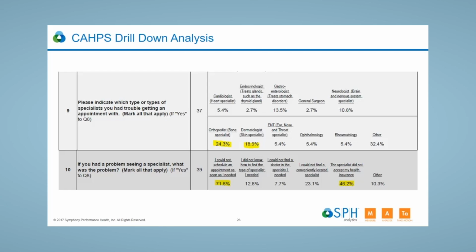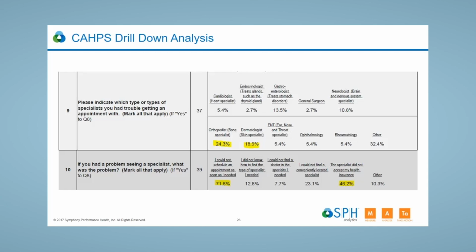So the next question drills down again on seeing a specialist. What was the problem with seeing a specialist? And again, we came up with the same issue as we had with primary care, which is they couldn't schedule an appointment, but more importantly, they were trying to see specialists who are not part of the insurance plan. So again, it tees up the idea of we need to do a better job of educating what specialists are on the plan and assisting our members in getting appointments to specialists that are on the plan.